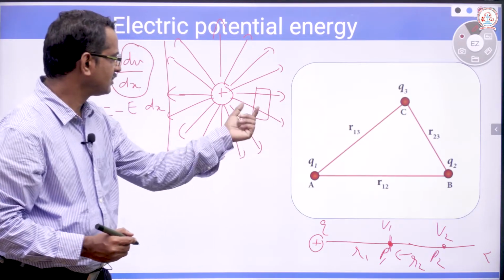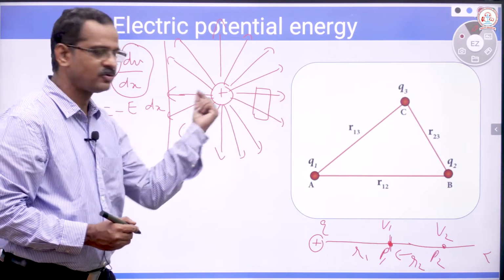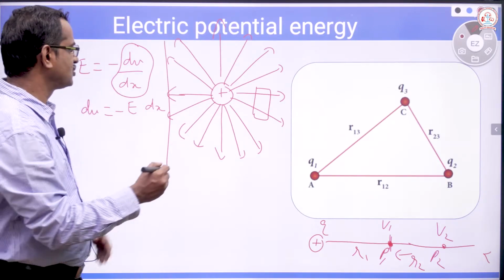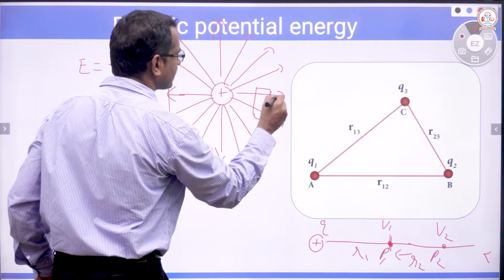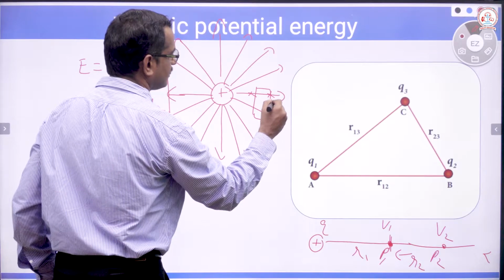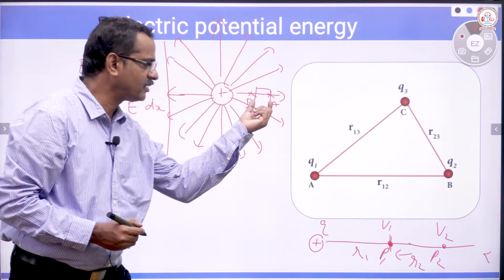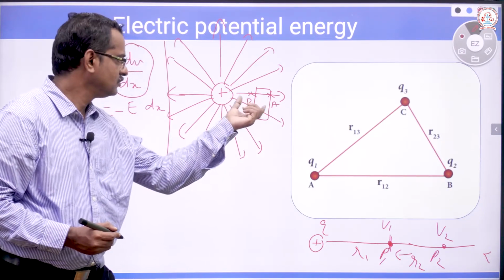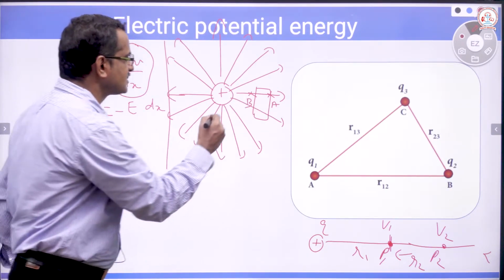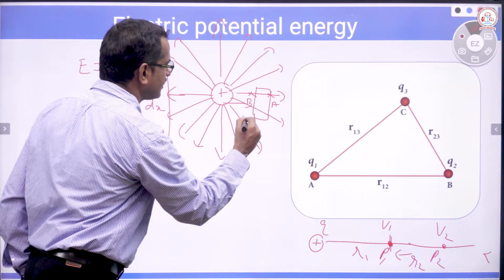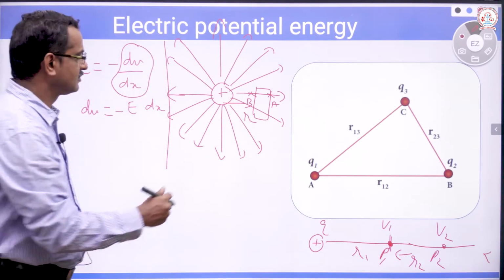The work done to move from one point to another point. For example, imagine this is A and this is B. The work done to move the charge from A to B. Let this distance be R1, the first case.